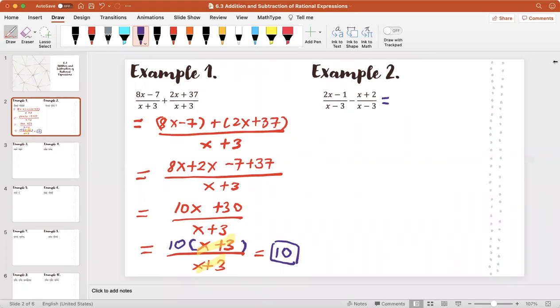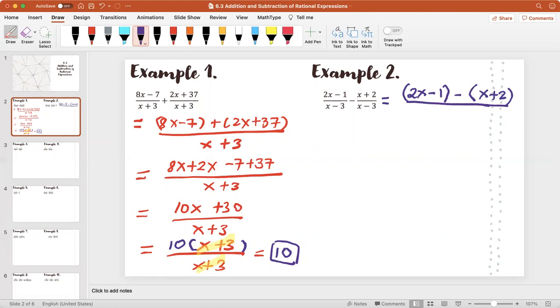Here's example 2. If you look at your denominators, they are the same. So we call these like rational expressions. They have similar or equal denominators. So we can combine, right? But take note, our operation here is subtraction. We can put these numerators over one fraction bar. We have 2x minus 1. Let's enclose this with parentheses, especially since our operation is subtraction.